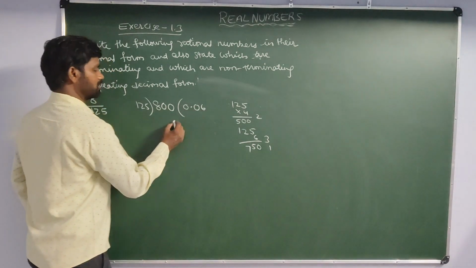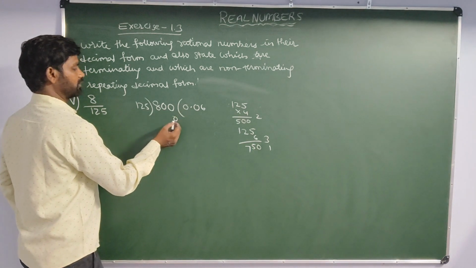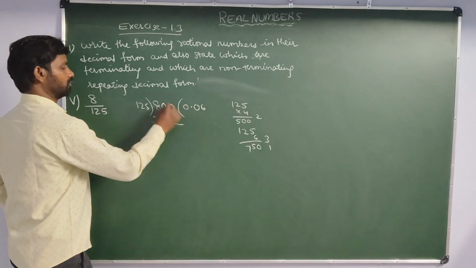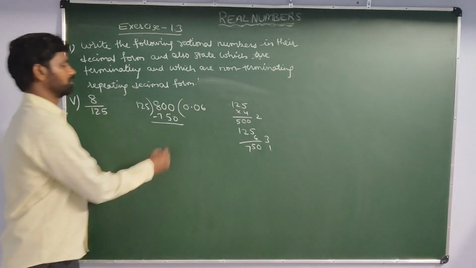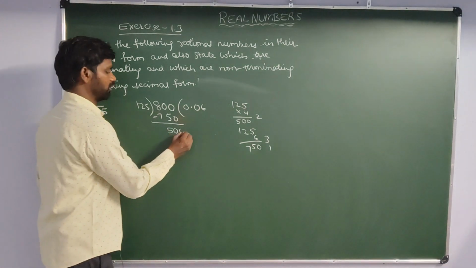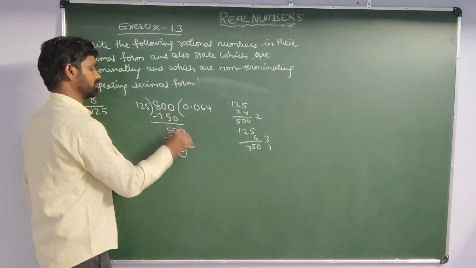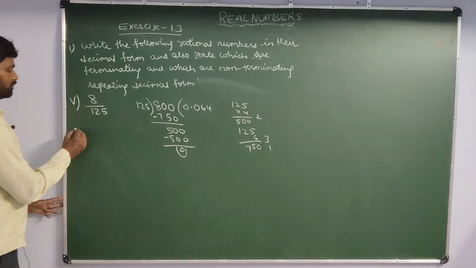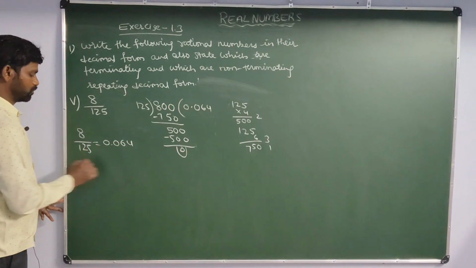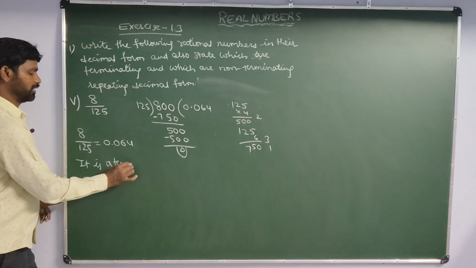We can write here 800. 800 minus 750, it is 50. So write 0 here, then 125 fours are 500, and 500 minus 500, it is 0. Therefore, we can write 8 by 125 is equal to 0.064. So it is stopped, no? So it is a terminating decimal.